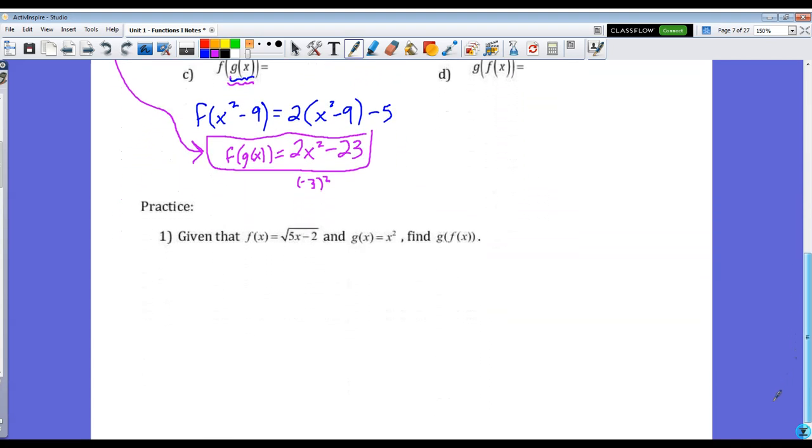So why don't you guys practice this one on your own, see how you do. I'm going to pause my screen. You can try yours out on your own, and then when I unpause, I'll have some work there to see how you did. So go ahead and pause now. Make sure you got the hang of it.